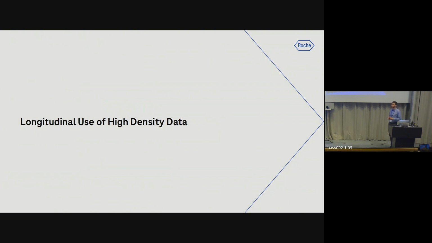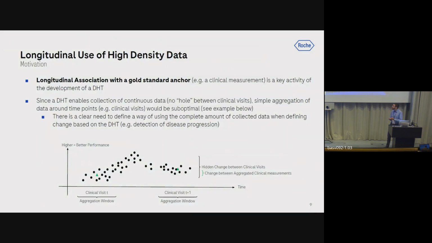Now we can go to the statistical and interesting part of my talk, which is about longitudinal use of high-density data. When you're developing your DHT, at one point you will come up with an important question, which is, do I have the longitudinal association with my gold standard anchor? Whatever it be, it can be a clinical measure, it can be a PRO, whatever is the gold standard in the therapeutic area that you're interested in. And that's, as I said, really important. But to be able to do this longitudinal association, it means you need to be able to define longitudinal for your DHT or digital health technology.